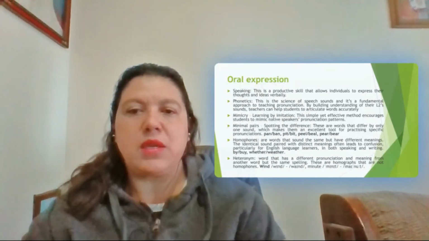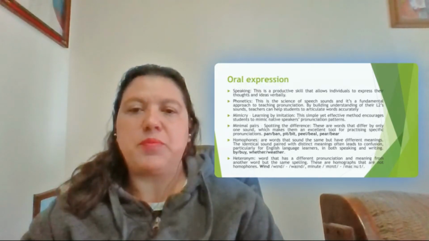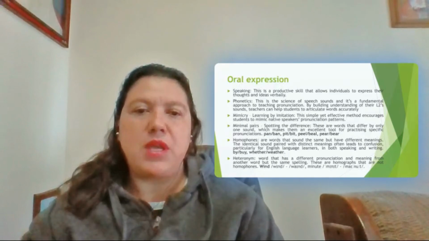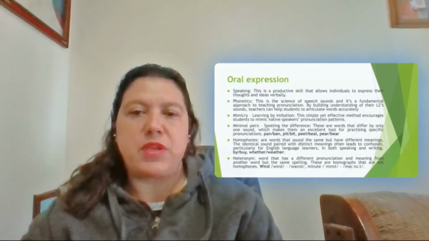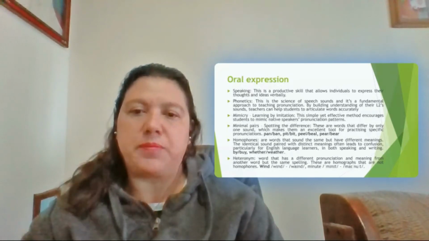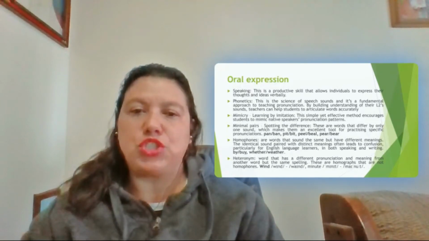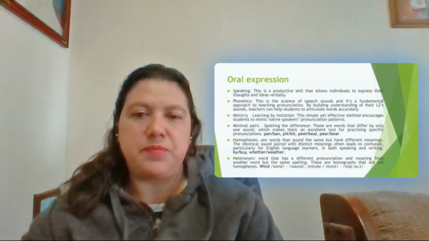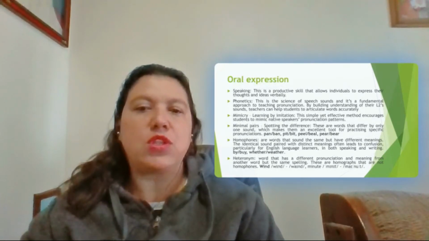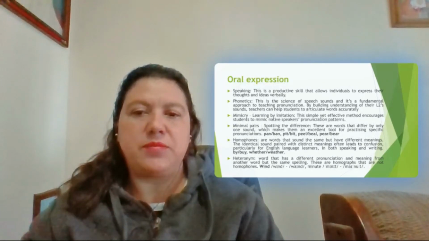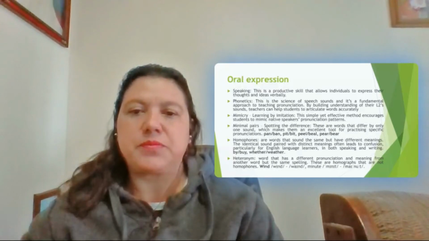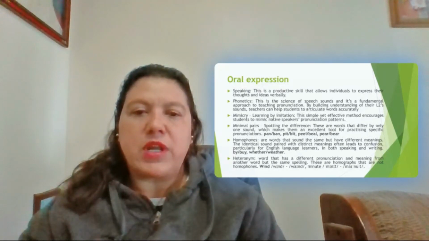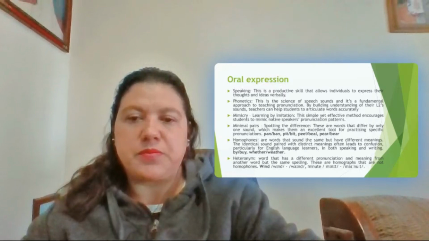We have bye and by. By is a preposition indicating proximity, means, or agency. Buy, to purchase something. Whether or weather. Whether as a conjunction indicating choice or possibility. Whether it rains or not, we will go hiking. Weather, the atmospheric conditions at a particular time. The weather forecast predicts rain tomorrow.